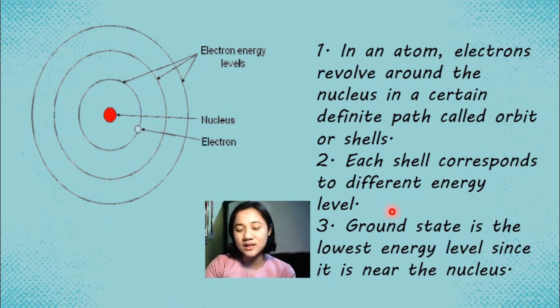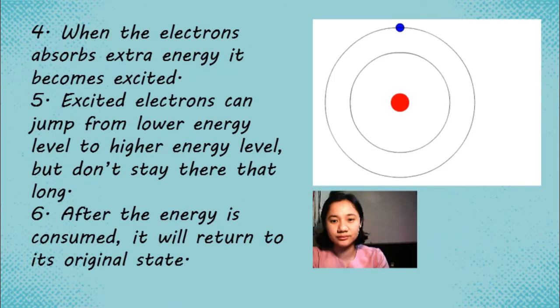And the ground state is the lowest energy level that is nearest to the nucleus. This one is the closest to the nucleus, so it has the lowest energy level. We can describe it as energy level 1. The next one is 2, 3, and so on. As you move farther from the nucleus, the energy level also increases. Fourth, when electrons absorb extra energy, they become excited.